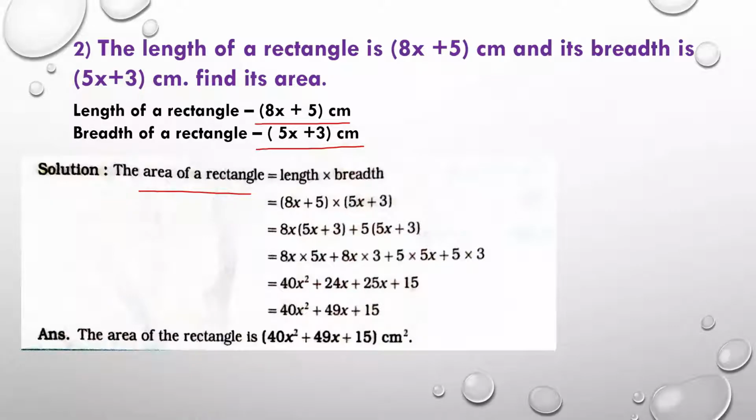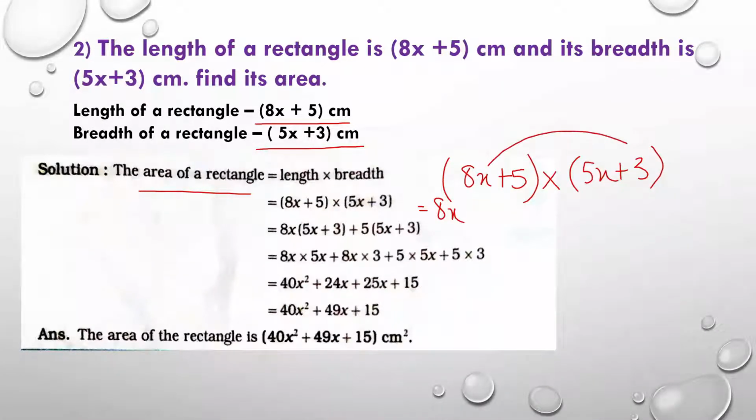So what is the formula? Length into breadth. So let us solve the sum. 8x plus 5, that is length, you have to multiply with breadth, that is 5x plus 3. Now first step, 8x you have to multiply with the terms of the second bracket, that is 5x plus 3, plus 5 you have to multiply with 5x plus 3.